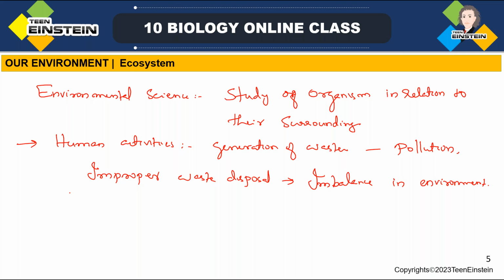So human activities which are related to livelihood are generating waste. All wastes are pollutants, and this waste is creating pollution. One or the other way it is creating pollution, polluting the air, the water, the surroundings, land. All these are getting affected due to the improper disposal of waste. And this improper waste disposal is creating imbalance in the environment.